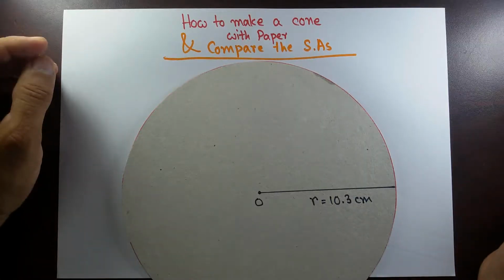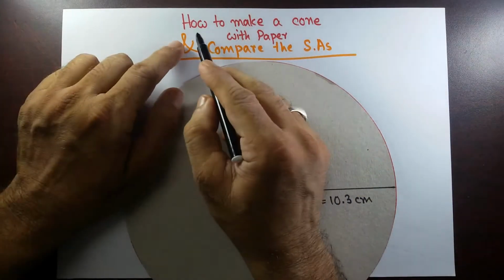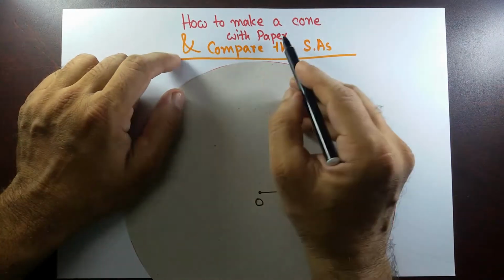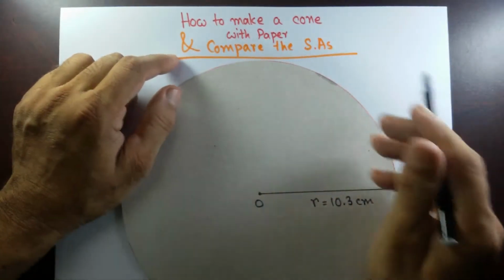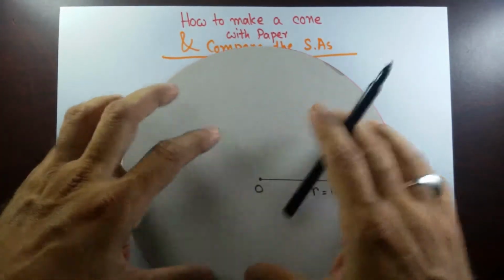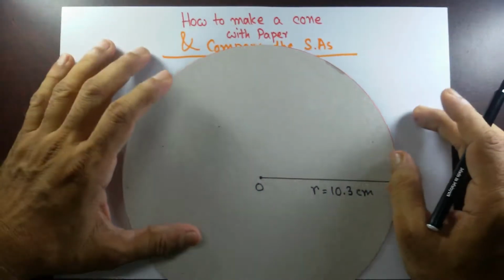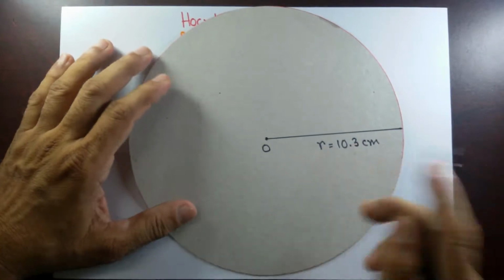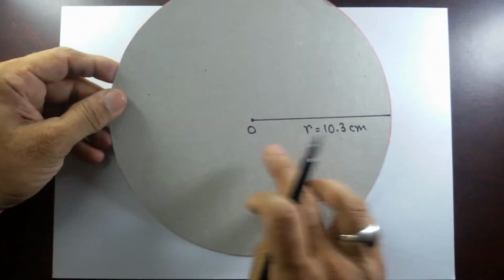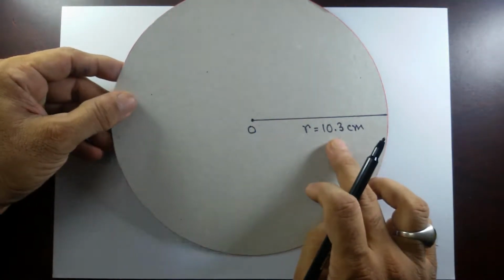Good morning. On today's math project, I'll show you how to make a cone with paper and compare the surface area of this paper that I made the cone from and the curved surface area of the cone. Now I have this circle with radius 10.3 centimeter.